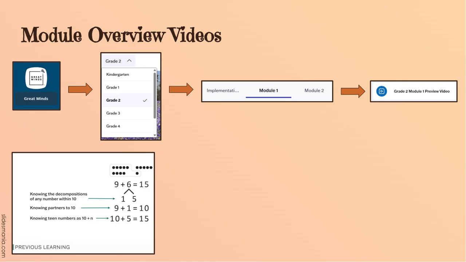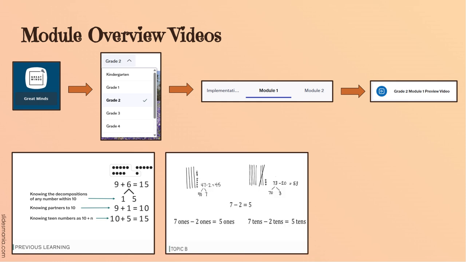These videos are amazing. They're only 5 or 6 minutes long, but it would be a really great resource to look at before you start a new module, whether you're doing it as a team in PLCs or if you're doing it individually just to prepare. Each video starts with a segment that covers previous learning. These are skills that vertically align to the skills you are about to teach in the module. So it's what your students should be coming to you understanding, whether that's from a previous grade level or from a previous module. It gives you an idea of where their starting point is.